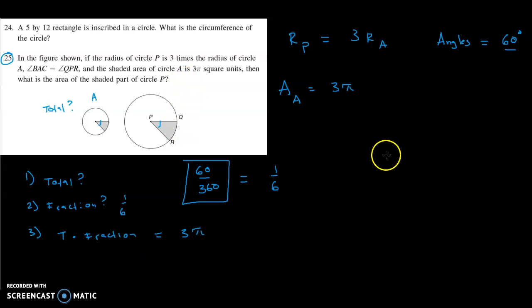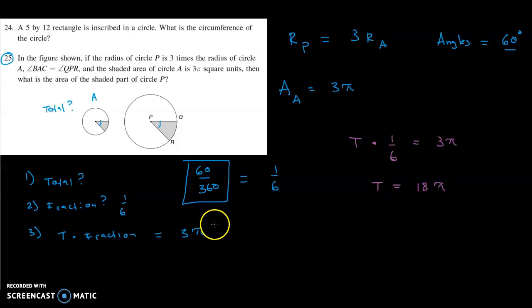So think about it like this. Total, let's switch colors for a minute. The total area times 1/6 has to be equal to 3 pi. Well, what would that be then? What would the total have to be? Well, we could multiply both sides by 6, and we end up getting total is equal to 18 pi.